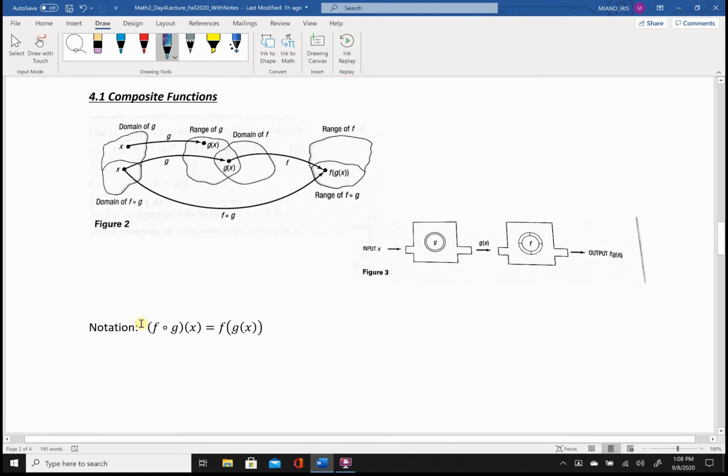Okay, so in the previous section in 1.1 that we just finished, we talked about when you add, subtract, multiply, or divide functions, how to do it.